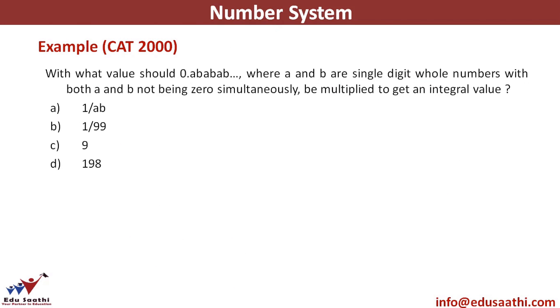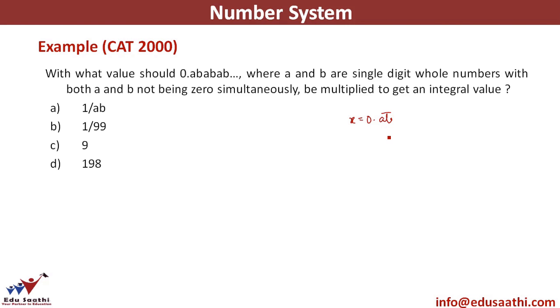So this is a CAT 2000 question. The question is, what should be the value of 0.ABABAB? This is a recurring decimal that I have. I'll write it as AB bar, where A and B are single digit whole numbers, with A and B not being 0 simultaneously. So A could be 0 and B non-zero, or B could be 0 and A non-zero, but both of them cannot be 0 simultaneously, otherwise it will become 0. It is to be multiplied to get an integral value.